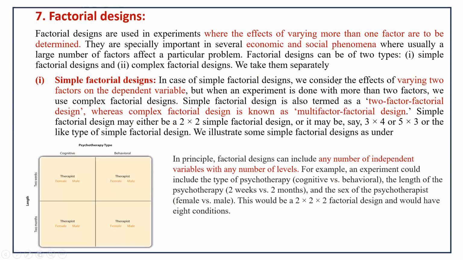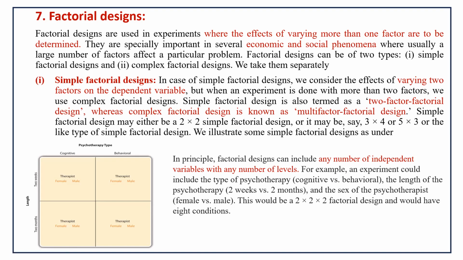Now the next is factorial design. This is one of the best designs, you can say, which is used to do research. Factorial designs are used in experiments where the effect of varying more than one factor is to be determined. There are types of factorial design which we are going to see, but this is a very important design which is very economic, and it also suits social phenomena where usually a large number of factors affect a particular problem.